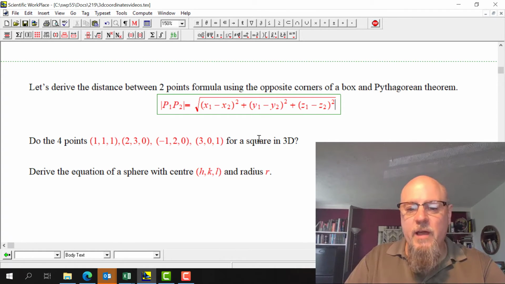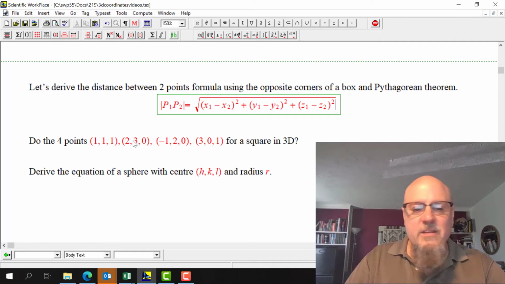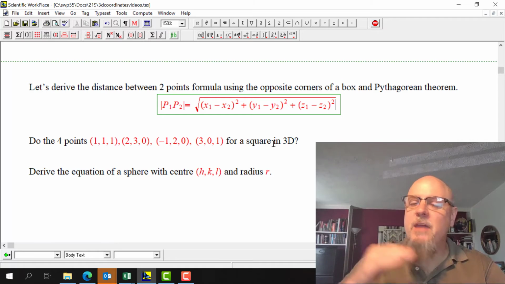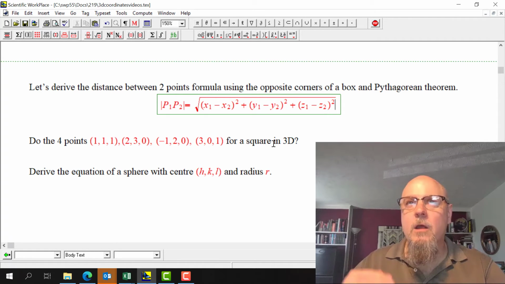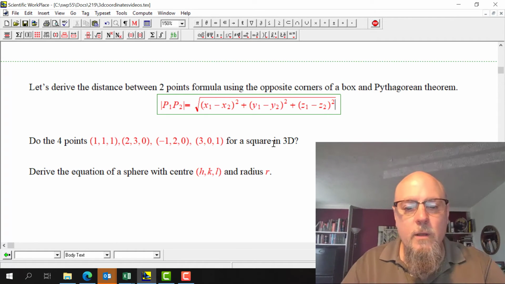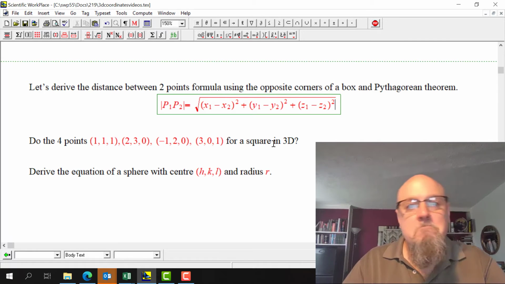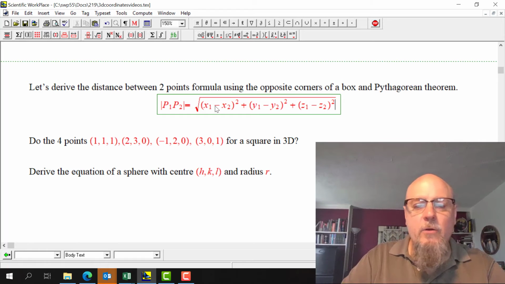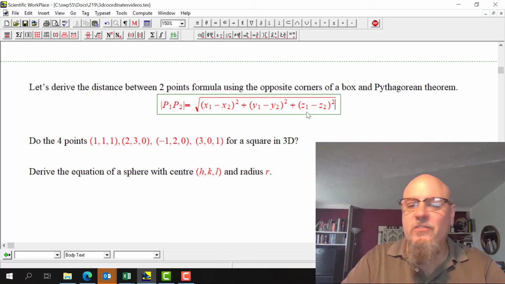So do these points lie on a square just means: what are the distances between all these pairs of points? Are we getting 4 that are the same and 2 that are the same that are root 2 times the original 4? If so, square. If not, not a square. So it's a matter of using this formula 6 times. I'll let you do the other ones, but let's do one example.